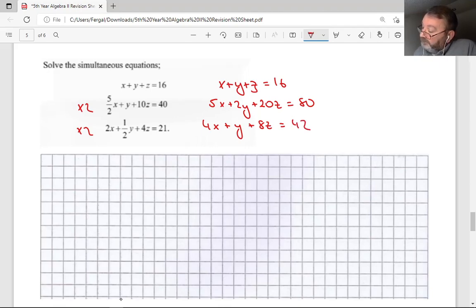Ooh, okay. See the ones that are set up for easy cancel? The y's. You've got a plus y, a plus 2y, and a plus y.